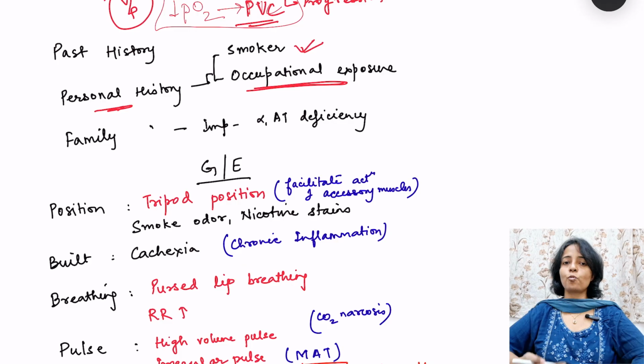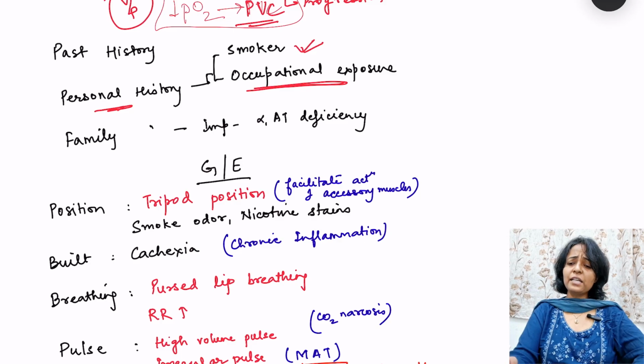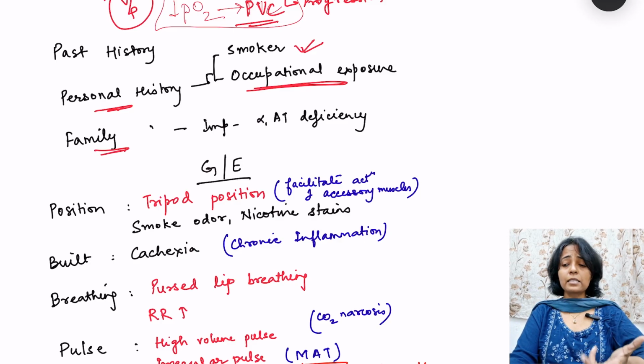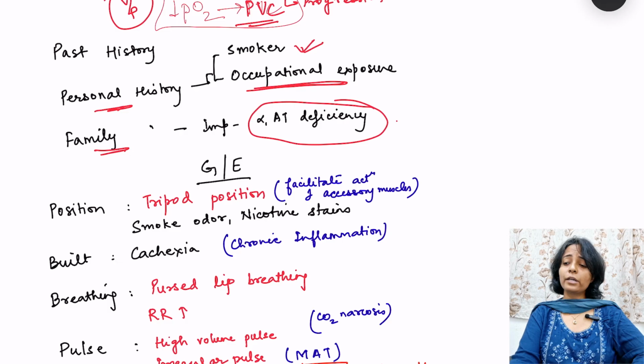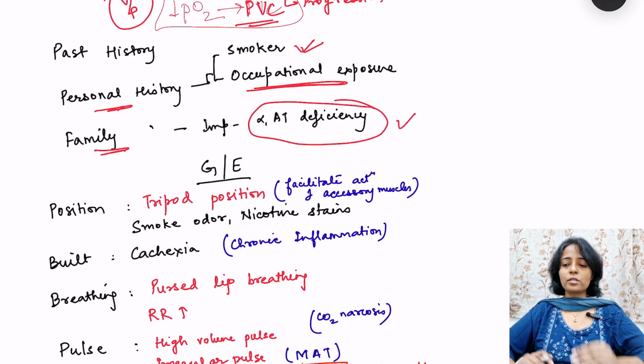So we should know what the person's occupation is. Is he exposed to occupational dust somewhere? Then family history is very important, if anybody else has suffered, because that will give you an indication whether there is alpha-1 antitrypsin deficiency. So that was about history.